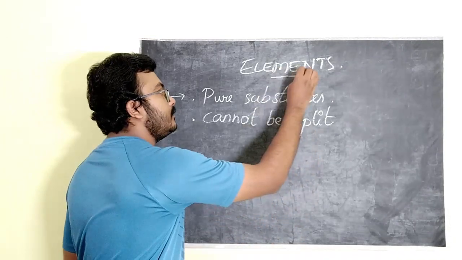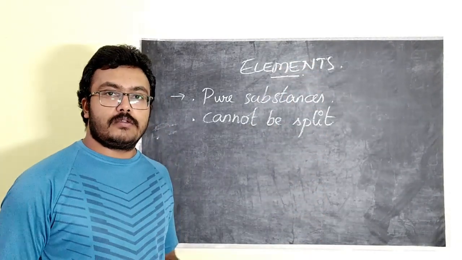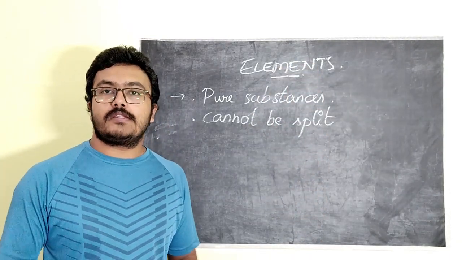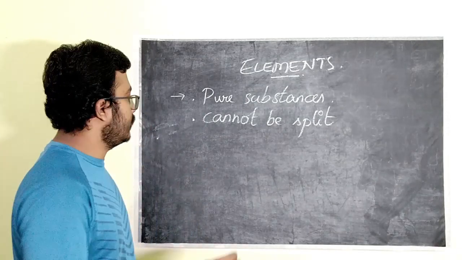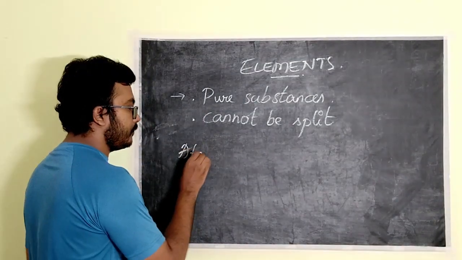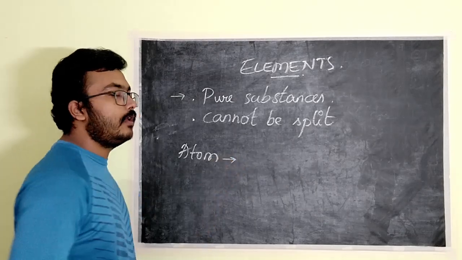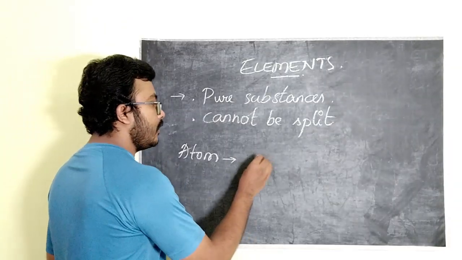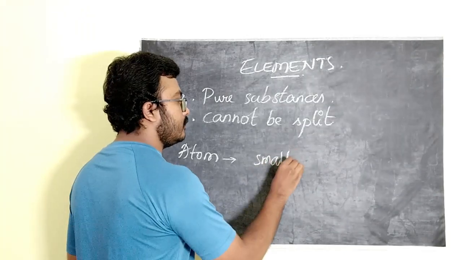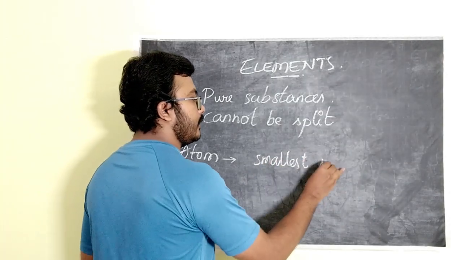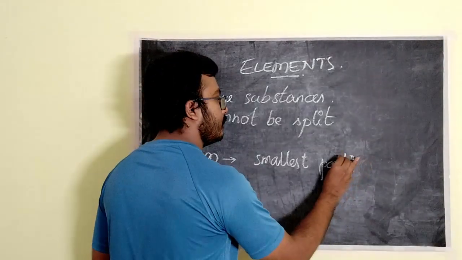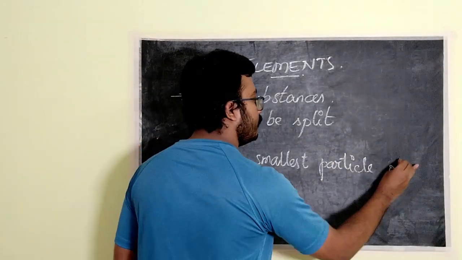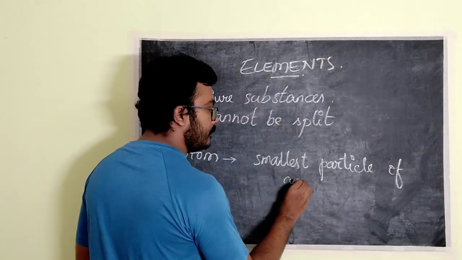And what makes an element? Atoms. Okay, an atom is a basic unit that makes up an element. Atoms: the smallest particle of an element.